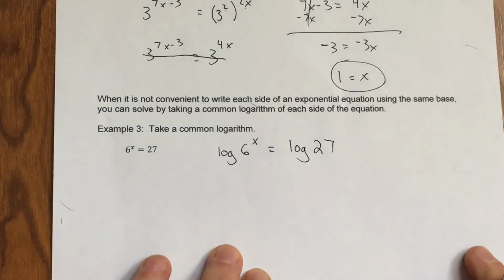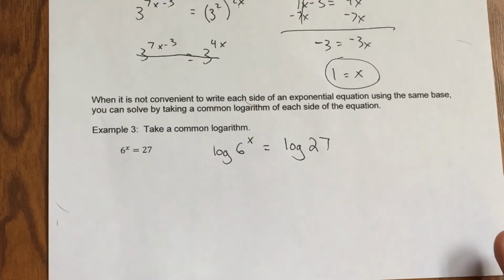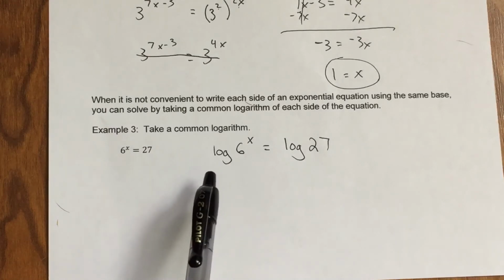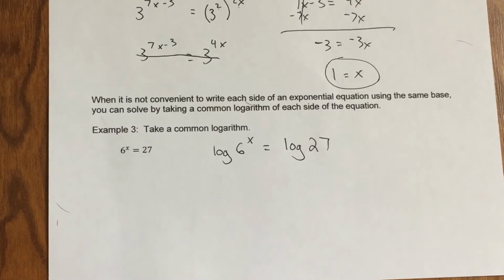Think back to Algebra 1. We used to say things like, whatever you do to one side of the equation, you have to do to the other. Well, that's basically what happened here. Logarithm is an operation that we are putting on both sides of the equation. So I'm taking the log of 6 to the x power and the log of 27.